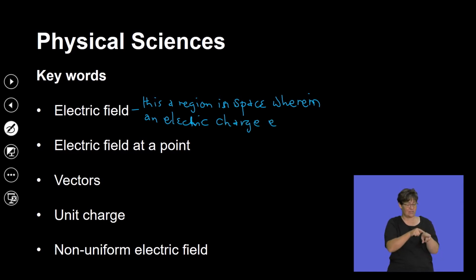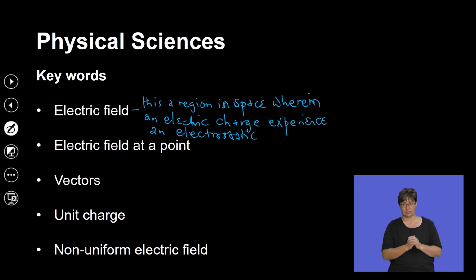Where it will experience an electrostatic force, okay? So this force is an electrostatic force, which is a non-contact force, right? So if we subject a charged particle to an electric field, it experiences an electrostatic force. An electrostatic force in its own right is a vector quantity, right? So an electric field is just a region in space.